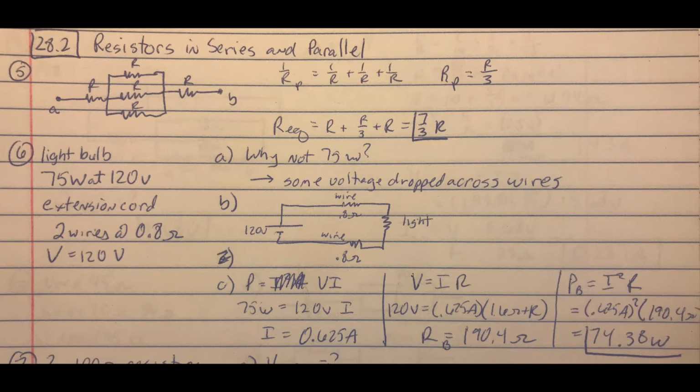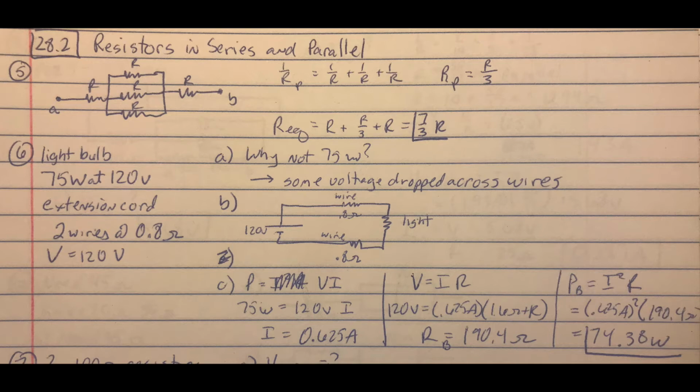Then in part C, looking at the powers, the total power of the circuit, P is equal to V times I, the voltage delivered by the battery times the current, so 75 equals 120 volts times I. We can solve for the current, and that's the current that goes to everything. Once you have that, you can figure out the resistance of the light bulb with Ohm's law. V is equal to IR, where that resistance is just the three resistors in series. So the unknown R comes into there, and the bulb resistance is 190.4 ohms.